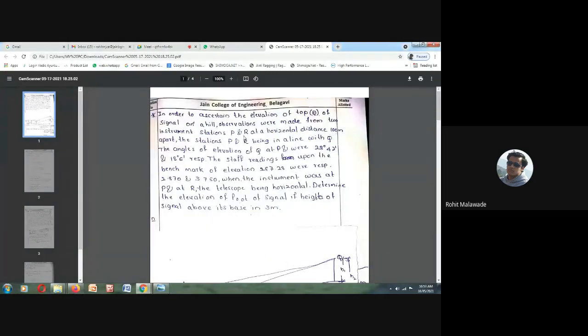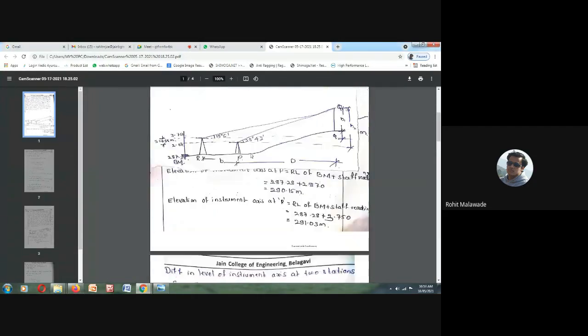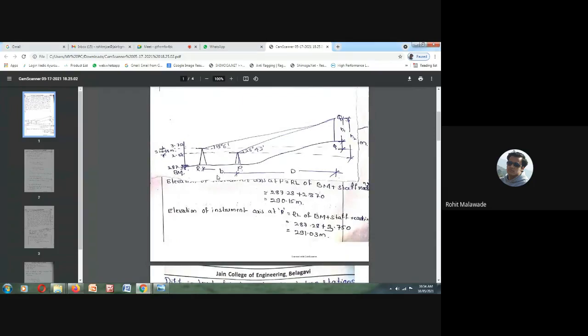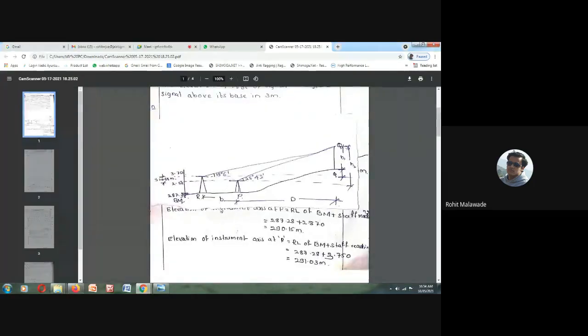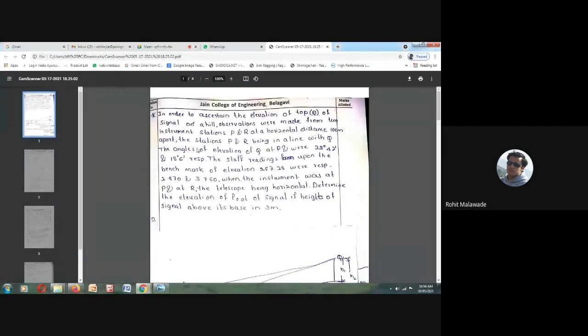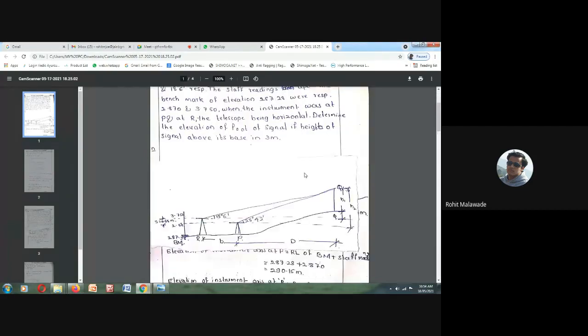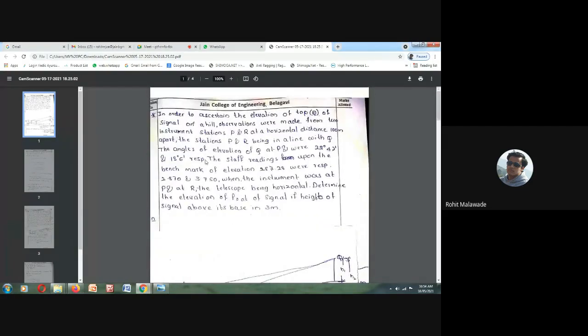Next, the horizontal distance between P and R is 100 meters. I have not written it over here, but the distance between P and R is 100 meters. The stations P and R are in line with Q, so they are in a line with each other.